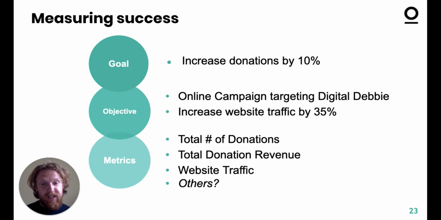Lastly, these are the metrics that we're going to use in order to see if we've achieved the objective or not. So we want the total number of donations to be up 10%. Total donation revenue as well, as we want to know if the revenue's increased by 10% as well. And that website traffic, has it increased by 35% or not? Maybe others that you're looking at are measuring, but ultimately we want these core metrics which help us inform us if we've met those objectives, which then tells us if we've reached our goal or not. So that's an idea to tell you that objectives, goals, and metrics are different. Here's how you might split them out.